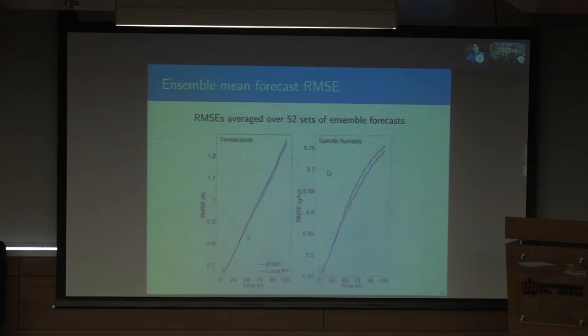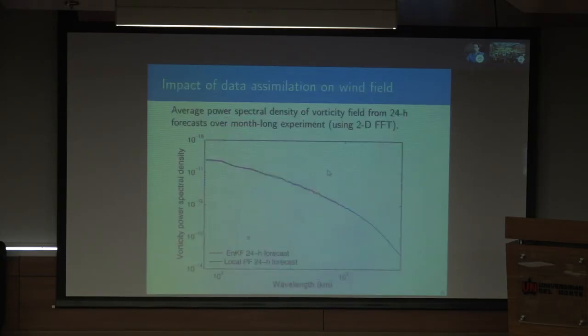And that's for U and V wind. Here's temperature and specific humidity, and vertical vorticity and mean sea level pressure. So for all the metrics we looked at, we found some improvement in skill for this localized particle filter over the EnKF. But as I mentioned, the reason why is quite interesting, at least in my opinion. So what I'm going to do is pick apart how these different methods update the wind field.